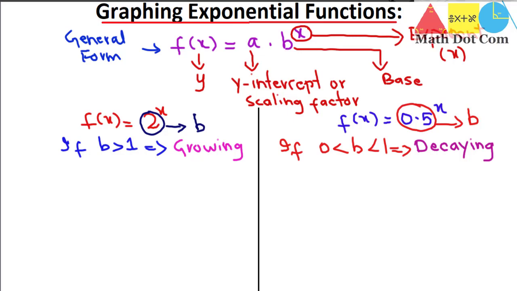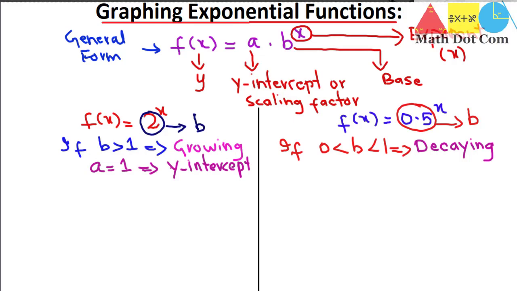So on the basis of just the equation, we can understand these values. Other than this, we have another information here. What is a? Here a is equals to 1. That represents the y-intercept. It means the graph of this exponential function will cut the y-axis at y is equals to 1.